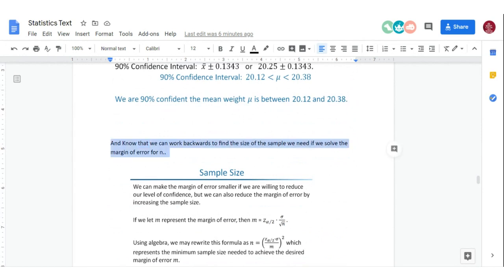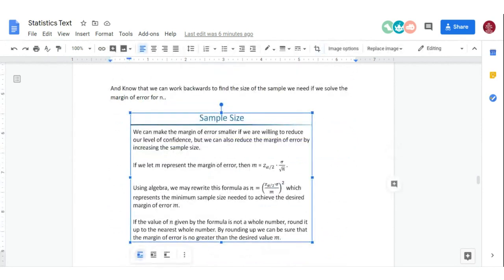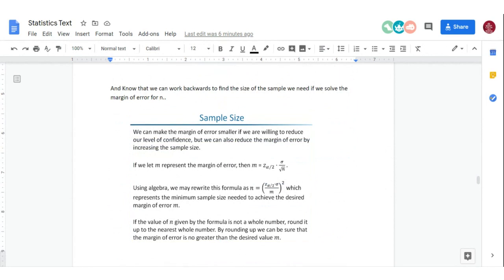Well, first of all, let me just talk about the sample size. Just take you through this, because there's one thing I want to tell you about this that's important. Let's just say that we want to know what size of a sample we need in order to have a certain level of confidence and a certain margin of error. Now, on that second line here below where it says sample size, that's the margin of error formula. It's the critical value times the standard error.